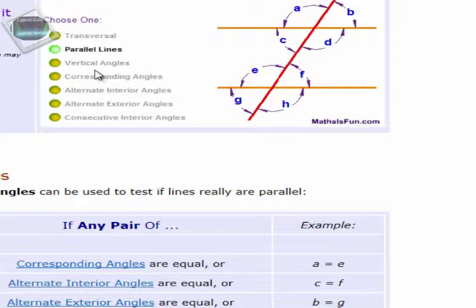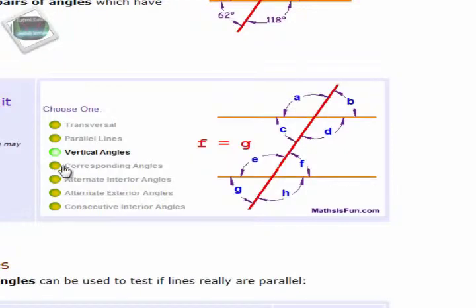So that is this. We have vertical angles. In vertical angles, A is equal to D, B is equal to C, E is equal to H, and F is equal to G.